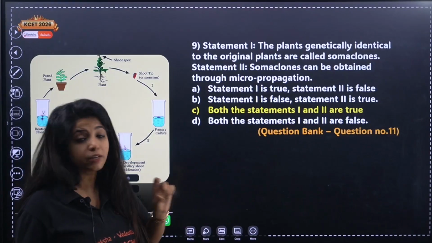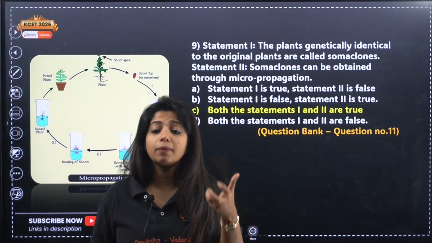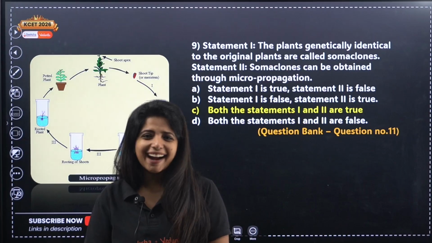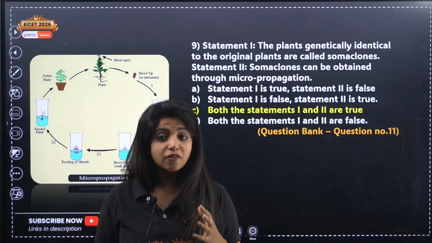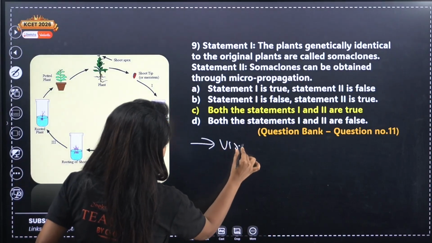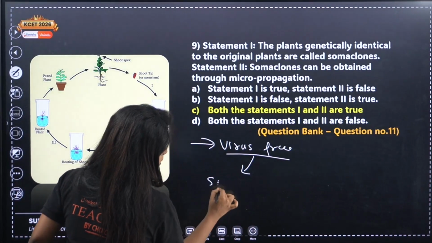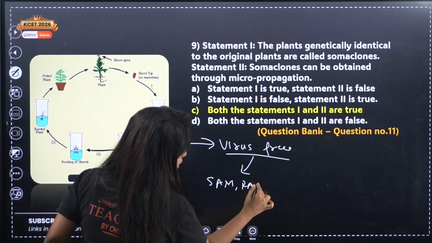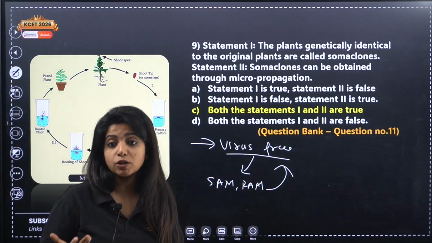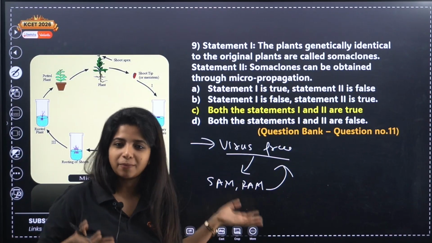Now my dear children, a question that is usually asked is, why do you take shoot apical meristem cells for tissue culture? Yes, they actively divide, but apart from that, there is one more feature, that they are usually virus free. Please remember, super important. Whenever you talk about shoot apical meristematic cells or root apical meristematic cells, they are virus free. So if you are asked from which part of the plant you take cells to produce virus free plants, it is from shoot apical meristem or root apical meristem, SAM and RAM.